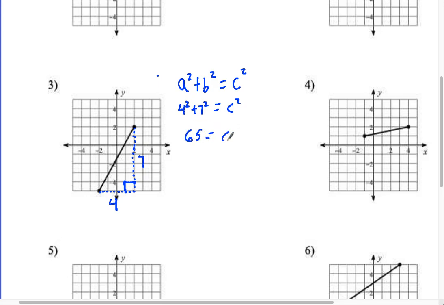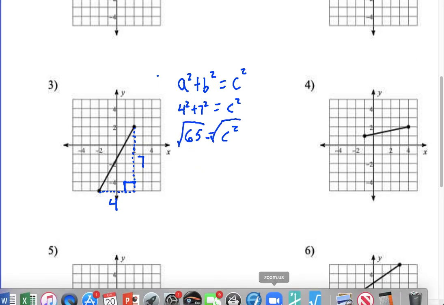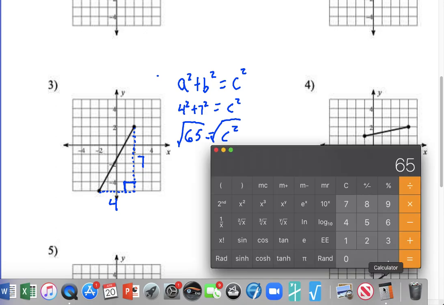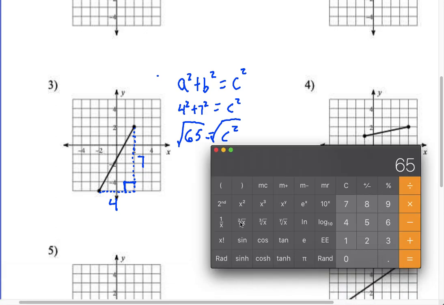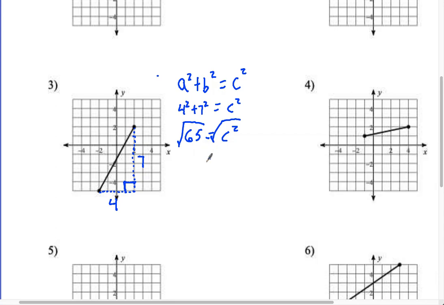So then I would be able to write 65 equals c squared, and then we take the square root of that. If we just hit the square root button on 65, it comes out to 8.06 and so on. I just want to round it to the nearest tenth, so it's 8.1. So 8.1 is the length of this line segment.